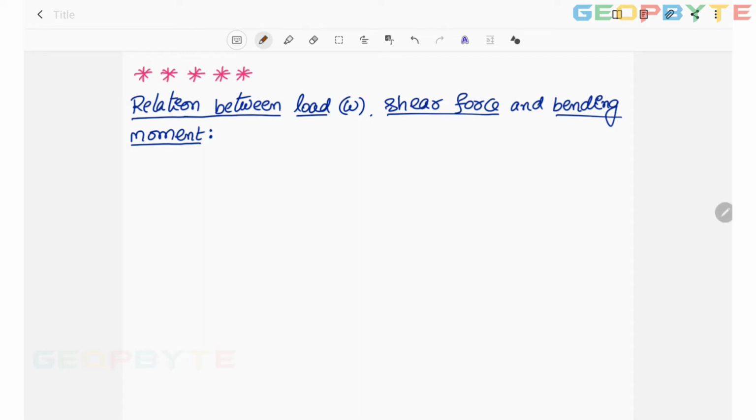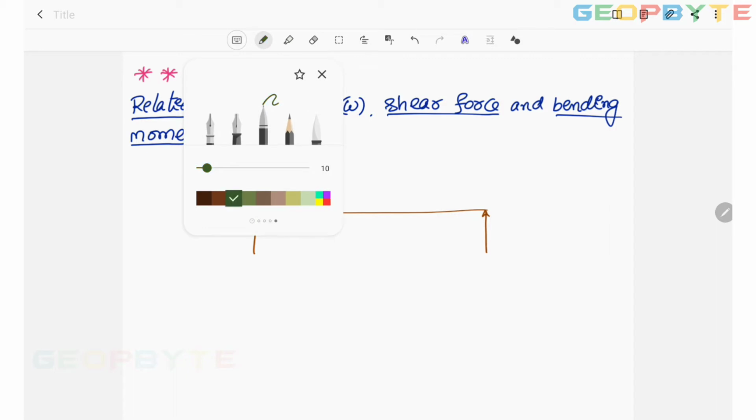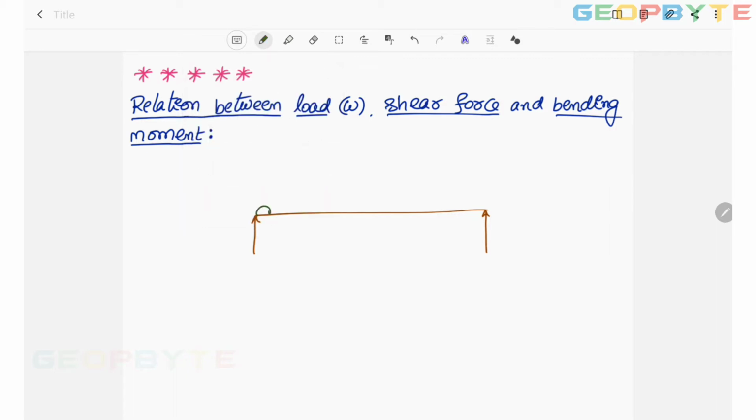Now let us consider a simply supported beam. Let us consider a simply supported beam on which the UDL is acting throughout its length. Uniformly distributed load. This is the UDL, uniformly distributed load, acting throughout its length.